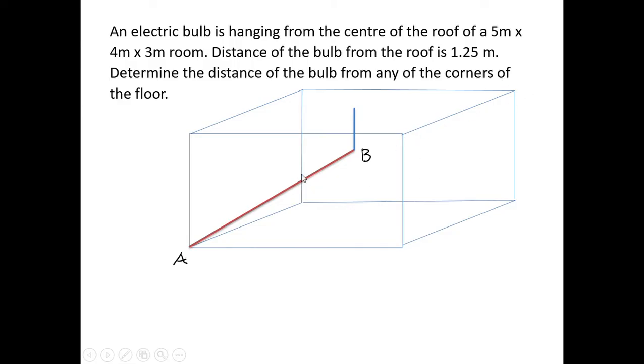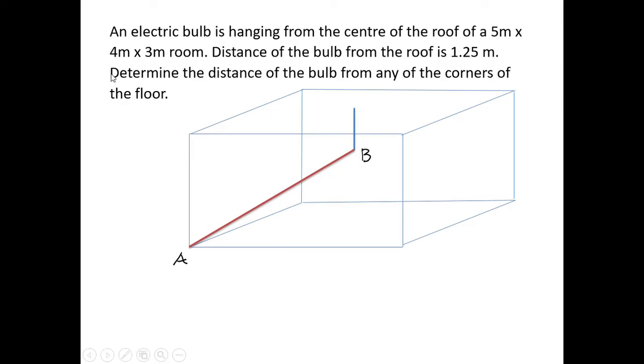And the bulb is hanging from the center of the room, so you can get the center by connecting this corner and this corner to that corner. The meeting point is the center of the room, and from there 1.25 meter downwards is the position of the bulb.